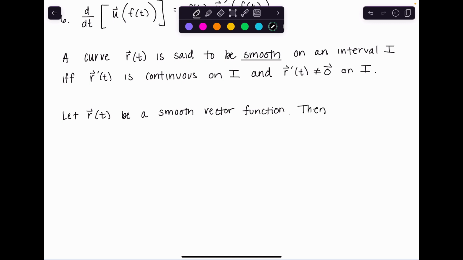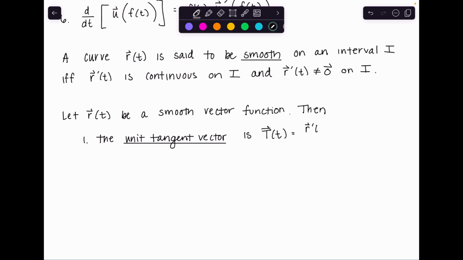Then our first important vector is the one we've already seen, the unit tangent vector, T of t. It's defined by taking the derivative of this function and dividing it by the magnitude. So again, this will not pose issues because I'm not going to divide by zero.